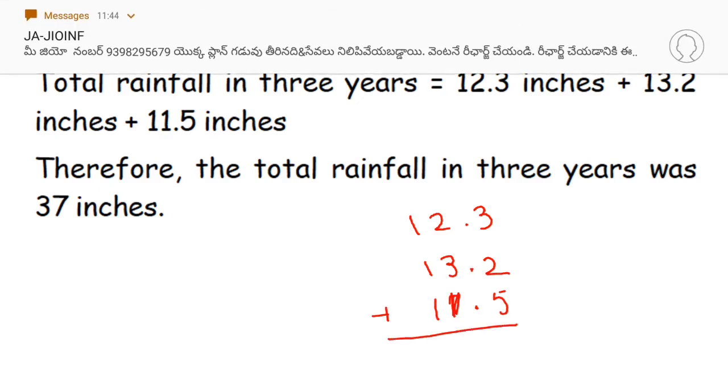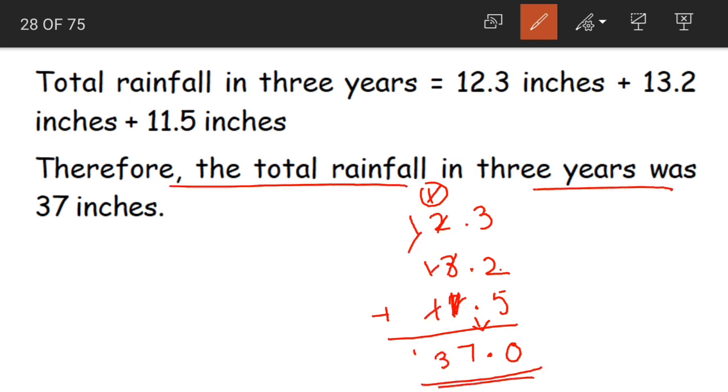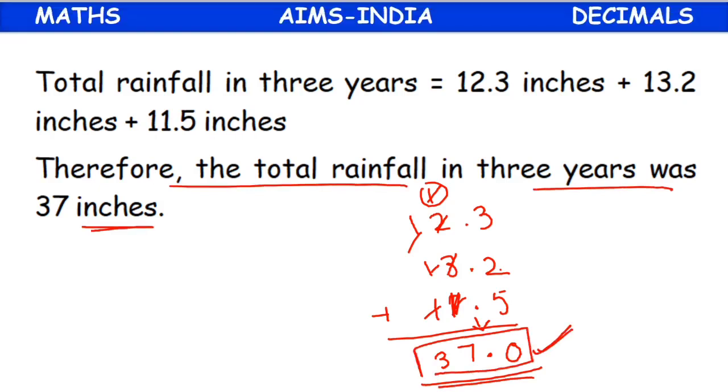the third year. When we add 3 plus 2 is 5, 5 plus 5 is 10, 0 here and 1 carried, 1 plus 2 is 3, 3 plus 3 is 6, 6 plus 1 is 7. Putting a decimal point here, yes children. Next 1 plus 1 is 2, 2 plus 1 is 3. So the total rainfall in 3 years was 37 inches.